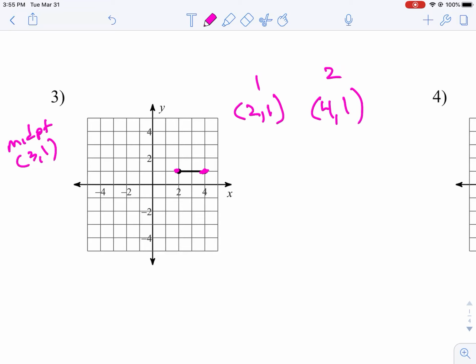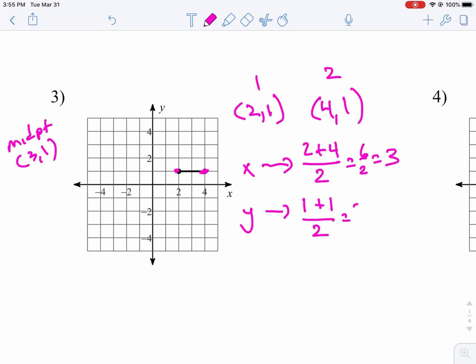Pretty simple. So you know the new x point is going to be x of the first point plus x of the second point divided by 2, which is 6 over 2, which is 3. And then the y is y of the first point plus y of the second point divided by 2, which is 2 over 2, which is 1. And so our midpoint is just 3, 1. Pretty simple, okay? Pretty easy.